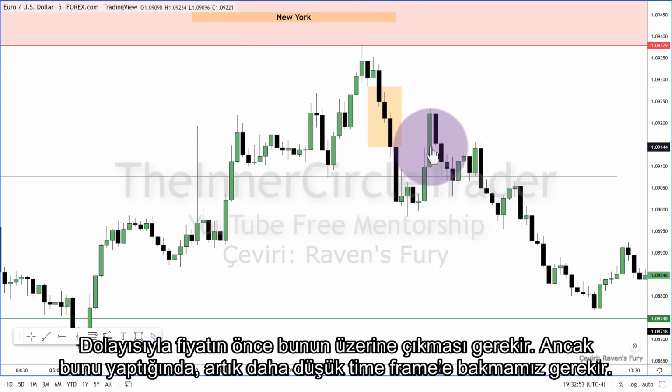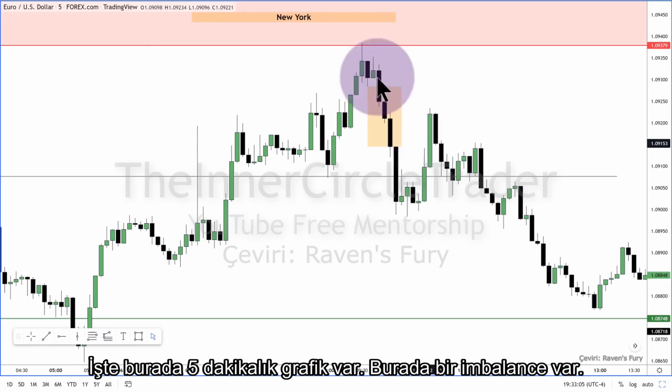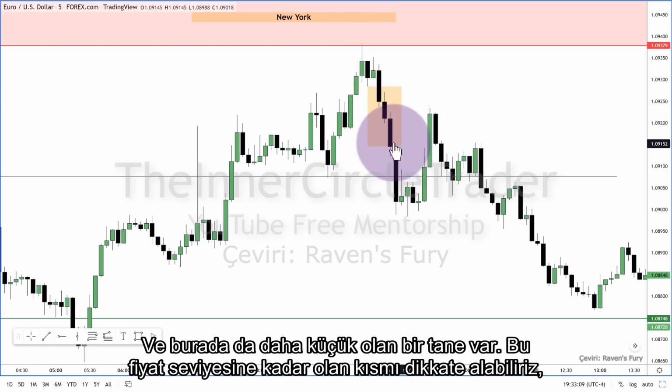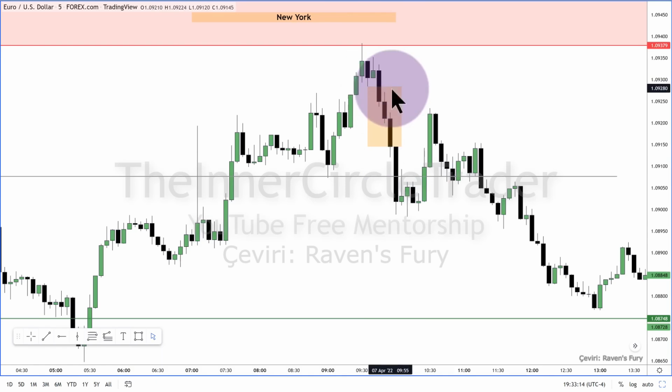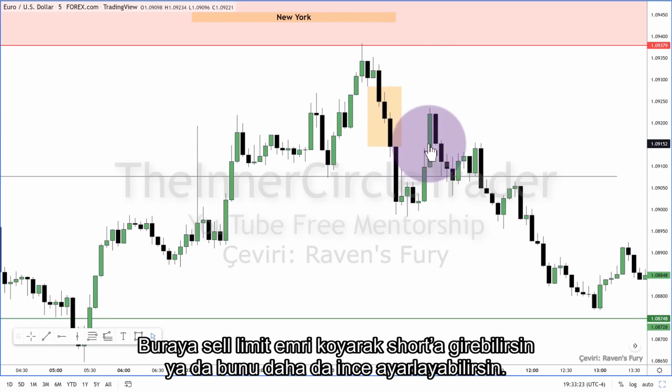But when it does that, we have to look at the lower time frame below the 15-minute time frame, which is the beginning stages of our fine-tuned entry of the 5, 4, 3, 2, and 1 time frames. So here we have the 5-minute chart. We have an imbalance right here, and then we have this smaller one right in here, and all the way up to this price point here we could factor that in, but it's not likely to get up there. So we can look at what? This level here. That is the minimum expectation.